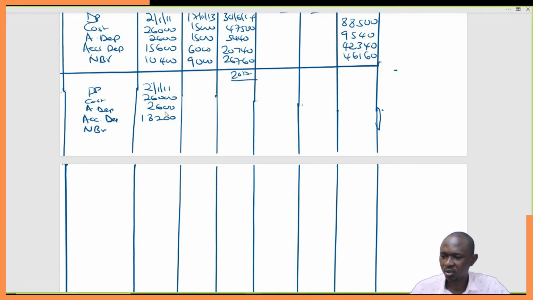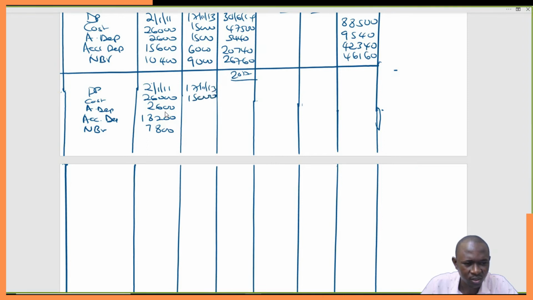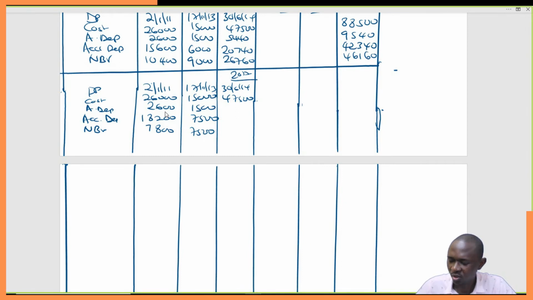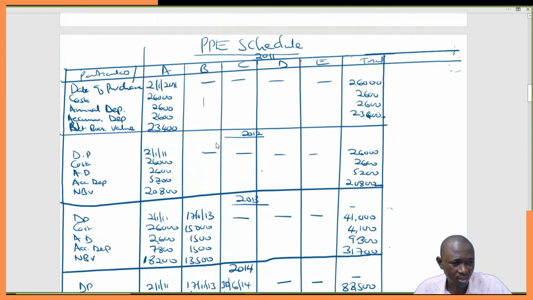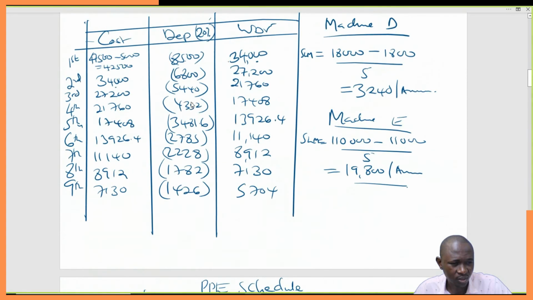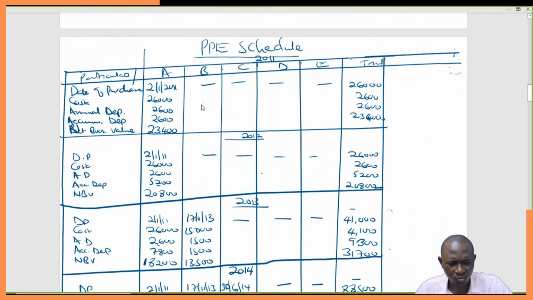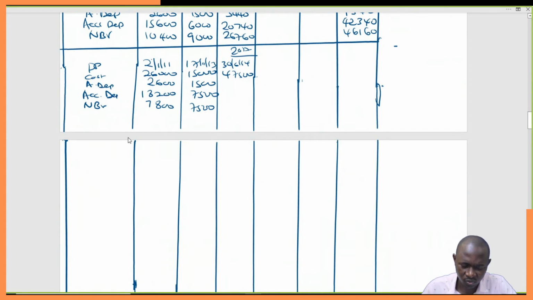200. That gives us 7,800. So 7,800. This side will have 17, 11, 13, 15,000, 15, 75, 75. This side will have 36, 14. I'm just copying 47,500. Now, annual depreciation, we are supposed to go get the correct figure, which is 4352. That is therefore 4352.